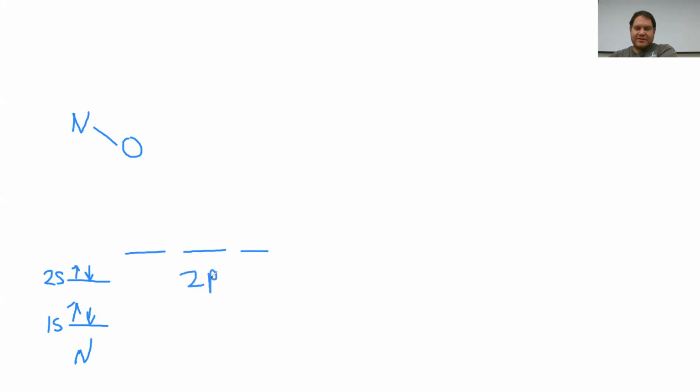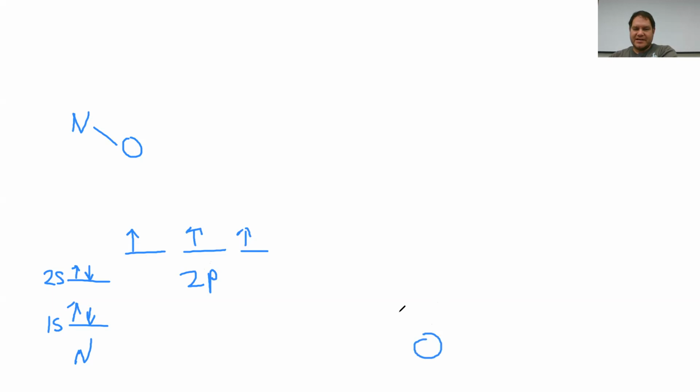Now, we're going to follow Hund's rule, right? It has 3 more electrons that we need to fit in this. And so, following Hund's rule, we're going to put 1 electron into each one of those p orbitals, okay? So we have 3 half-filled p orbitals in the 2p subshell, okay? Now, let's look at oxygen.